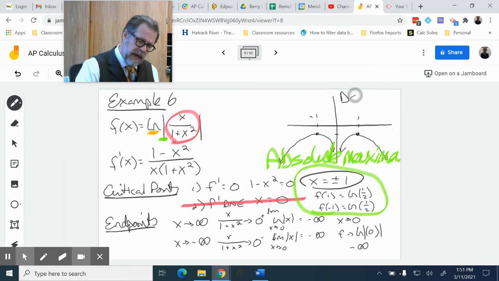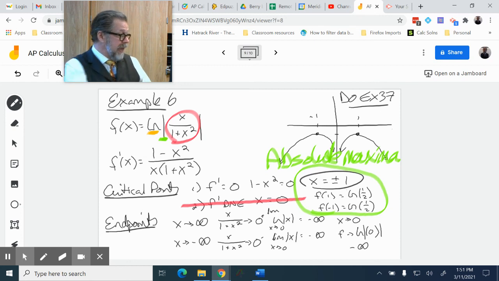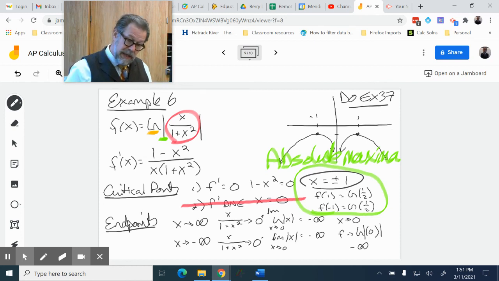If you're in my class, why don't you go ahead and do exercise 37 in the book? And if you're not in my class, or if you are in my class, guys, this ends section 5.1 in the book pretty quick. Just some examples of how to use derivatives to find extrema. And I'll be back with a quick recap video to wrap up section 5.1.